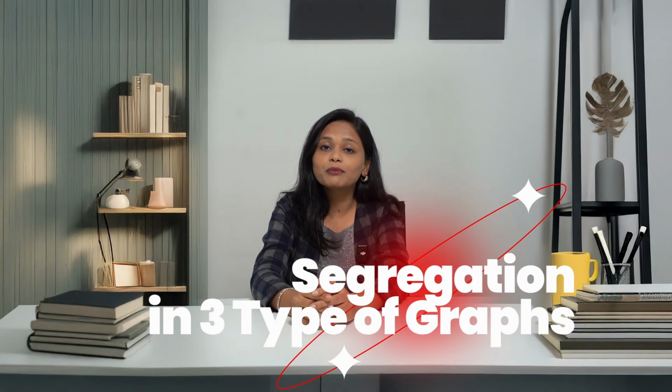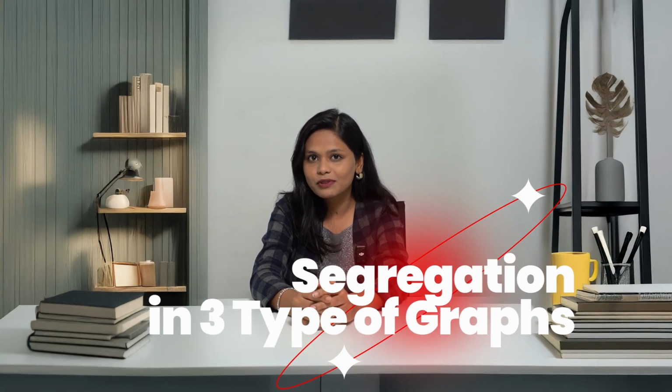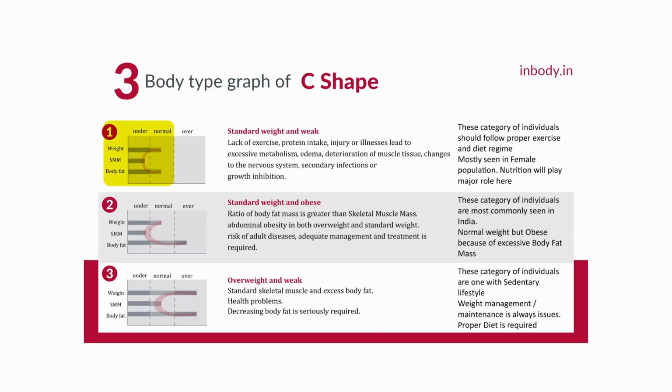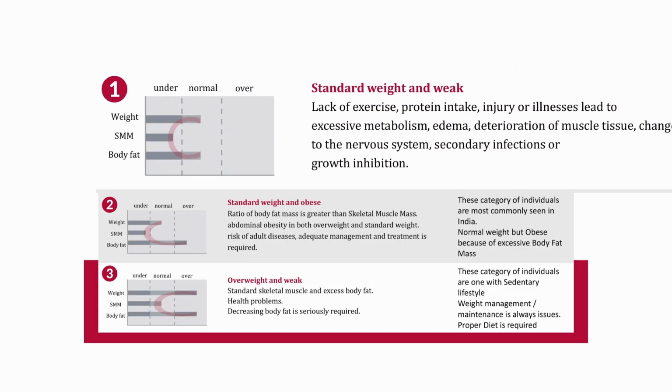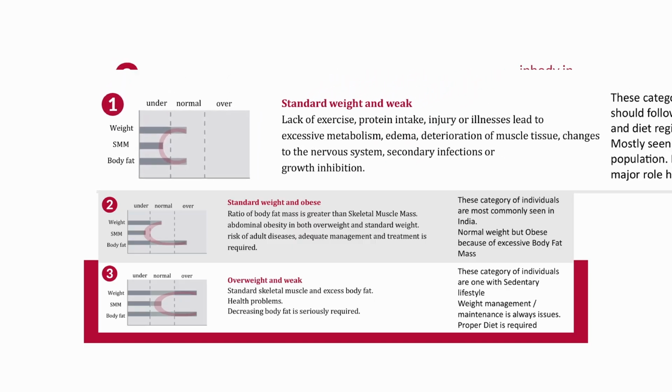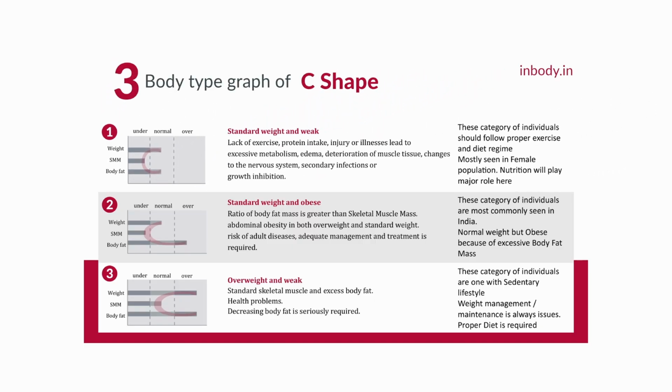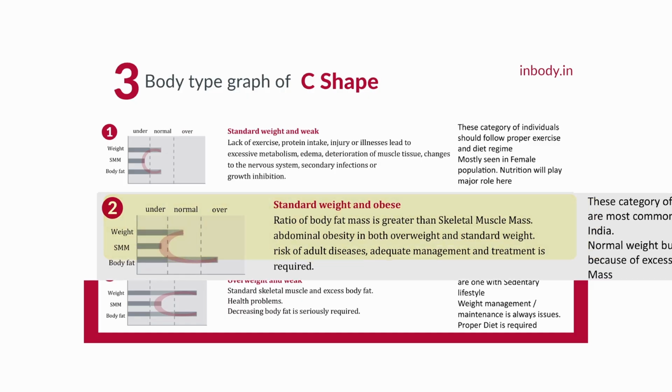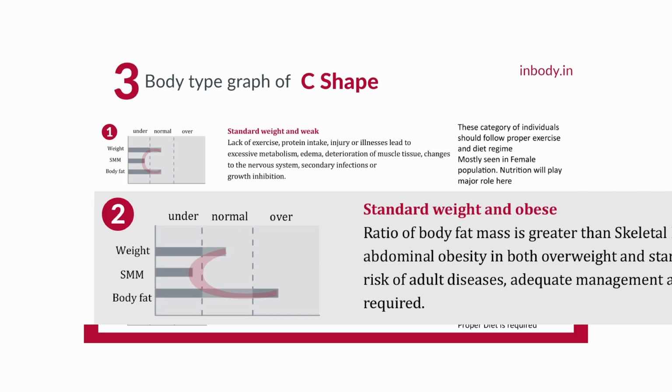Further, we'll be seeing the more segregation in these three types of graphs. There are three types of the C-shaped graph. The first one is standard weight and weak, where the weight is normal, muscle mass is less, and body fat is a little high. So that's why, since the muscle mass is less, the person is a little weak. The second type of the graph is where the weight is normal, muscle mass is less, but body fat is high. So this is a standard weight and obese category. Even though the person may seem normal because the weight is normal, but since there is more body fat in the body, the person is considered obese.